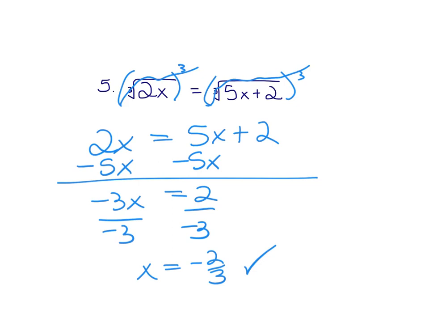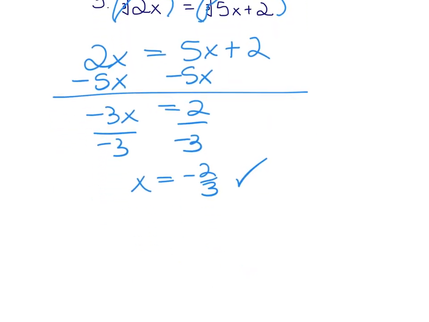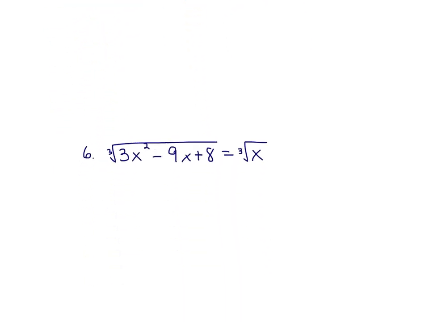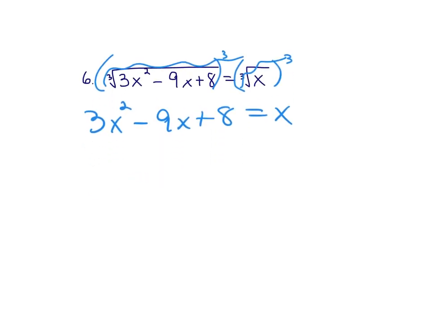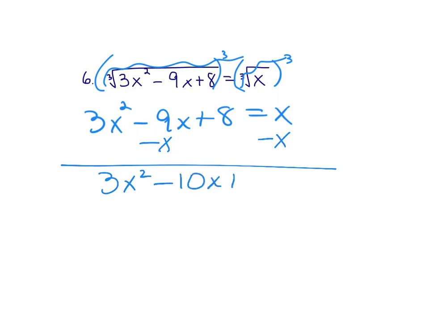Next one, same thing. I'm just going to cube both sides because it's already isolated. I'm left with 3x squared minus 9x plus 8 equals x. I need to get it in standard form. Subtract x. 3x squared minus 10x plus 8 equals 0.